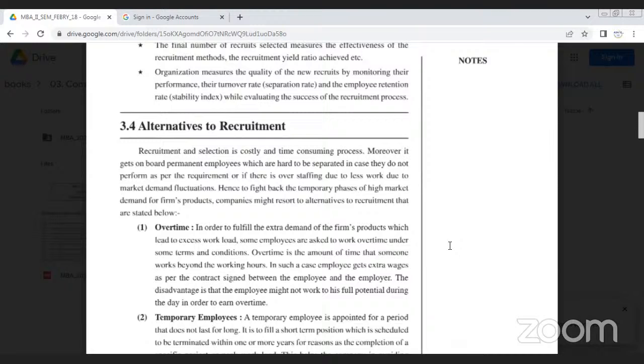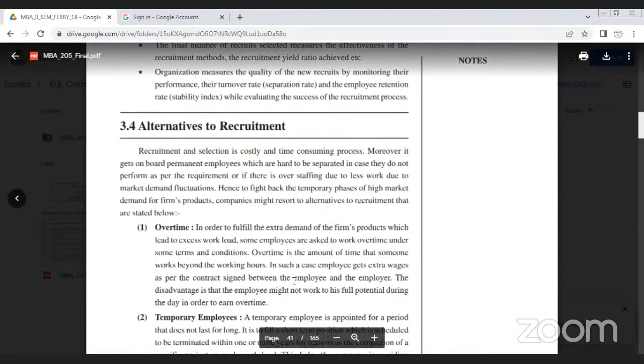First is overtime. In order to fulfill the extra demand for the firm's products, which leads to excess workload, some employees are asked to work overtime under certain terms and conditions. Overtime is the amount of time someone works beyond the working hours. In such a case, employees get extra wage as per the contract signed between the employee and the employer. The disadvantage is that the employees might not work to their full potential during the day in order to earn overtime.